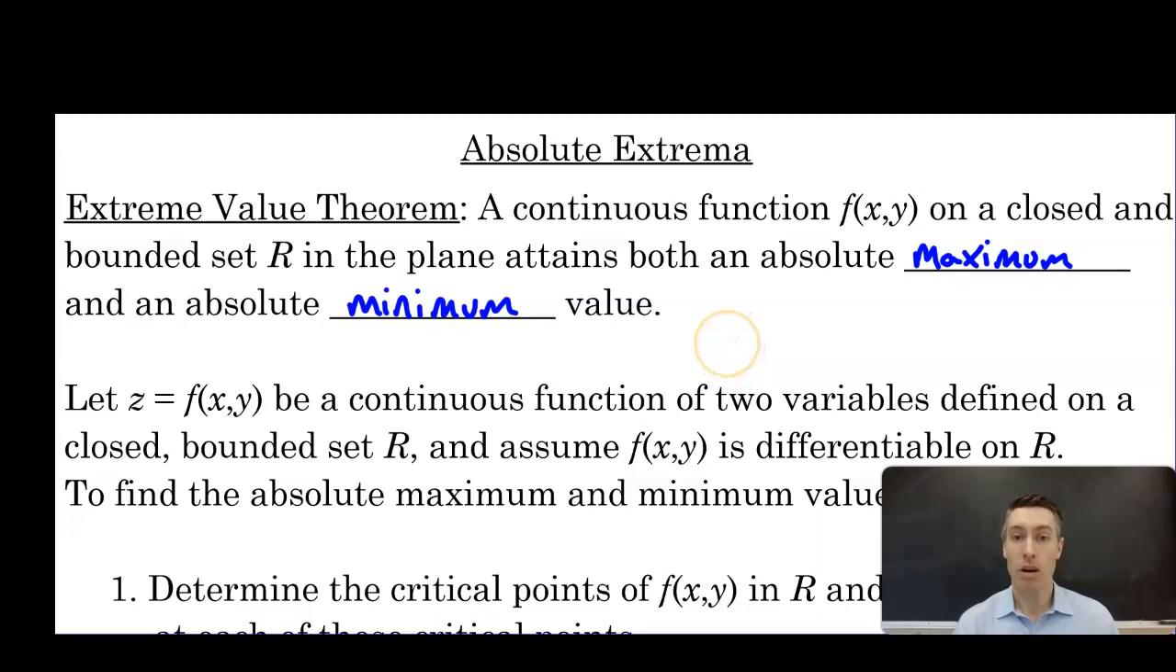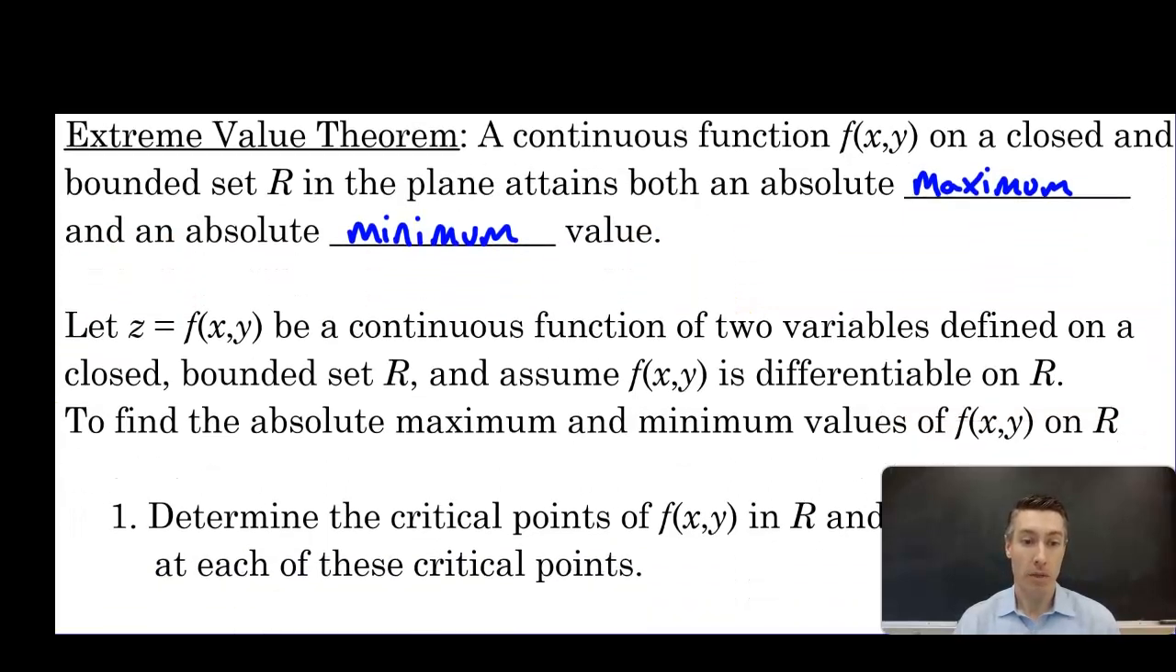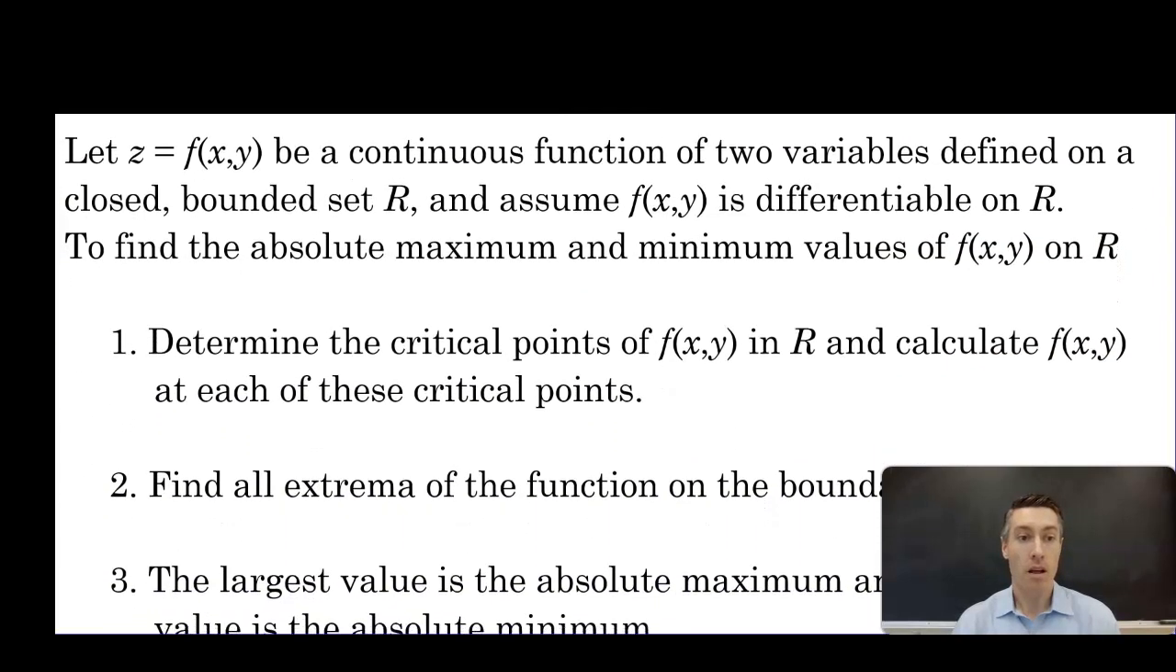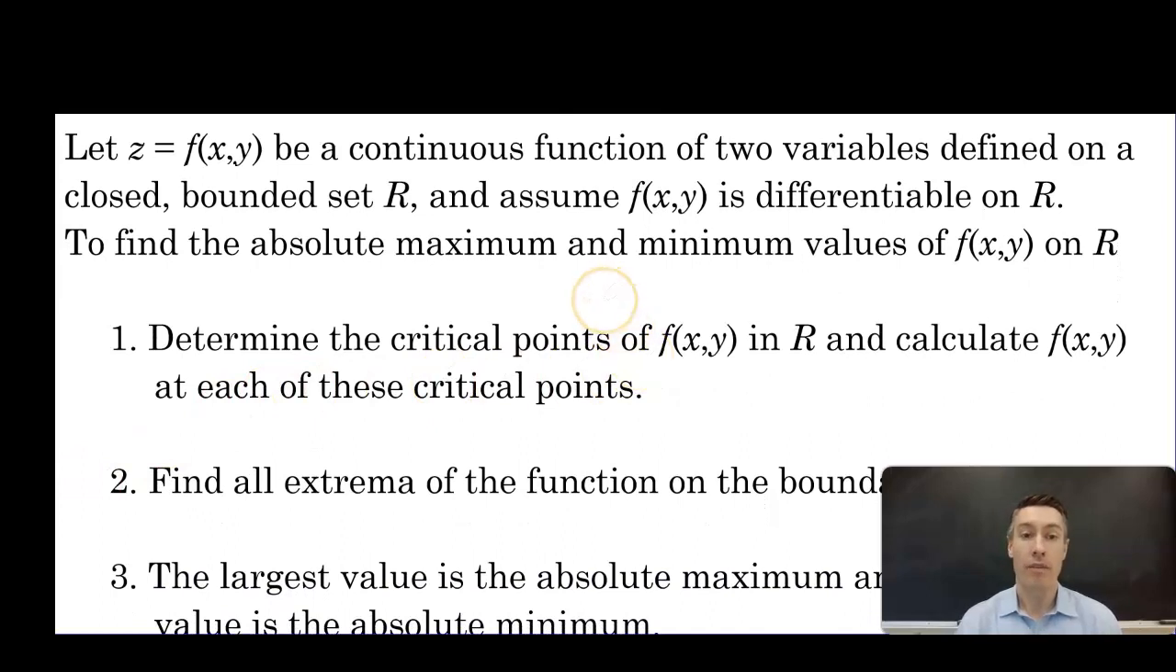Okay, so for this to work, the restricted domain, the region that we are working over, has to be closed, including the boundary points, and bounded, finite. If those two things are true, then we will have an absolute maximum and an absolute minimum of the function. In order to find the points, we're going to let z equal f of x, y be a continuous function of two variables defined on a closed bounded set R, and assume the function is differentiable on that region.